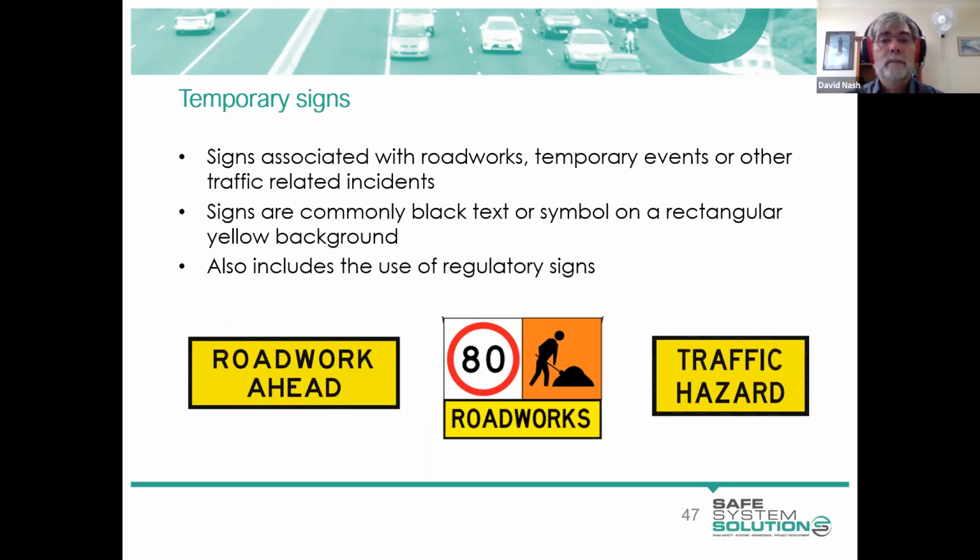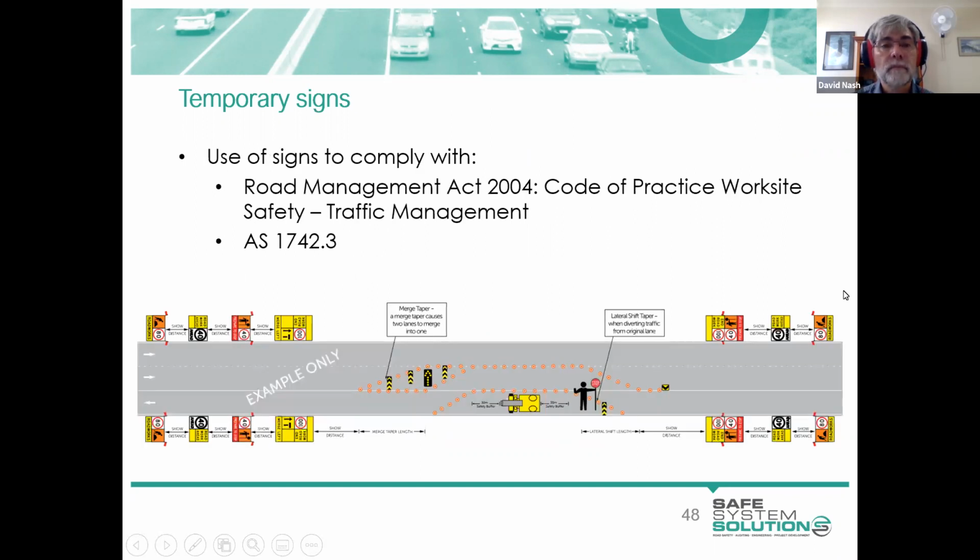Generally, these are black text on a yellow background and generally rectangular in shape rather than the more permanent warning signs, which are generally diamond shaped. The regulatory signs also can be part of the temporary signing arrangements. So there's all sorts of layouts and things available in the Code of Practice for Worksite Safety Traffic Management, and also in the Australian Standard Part 3.